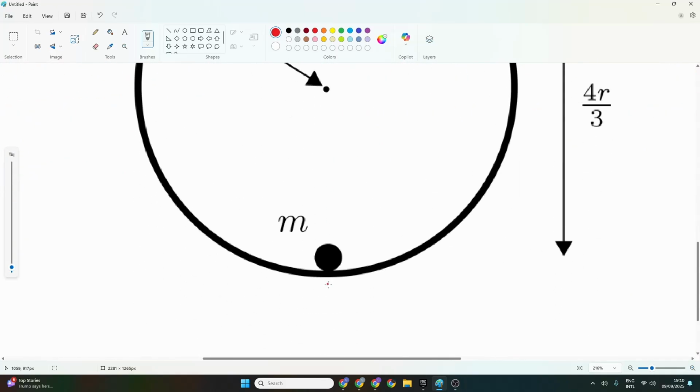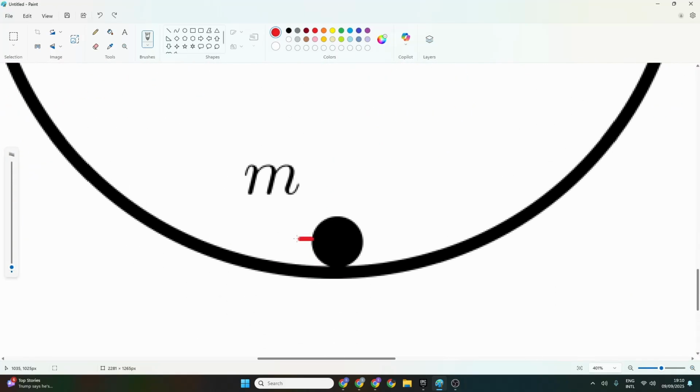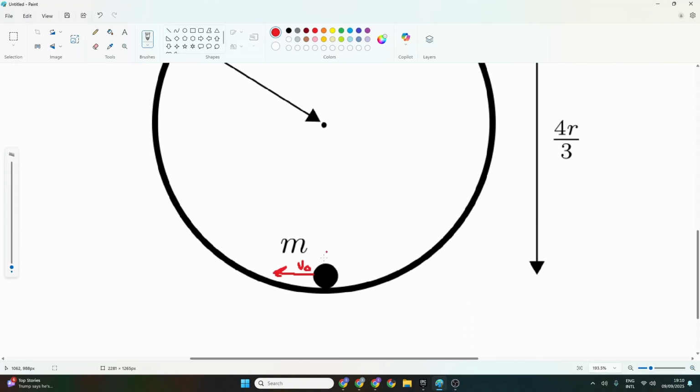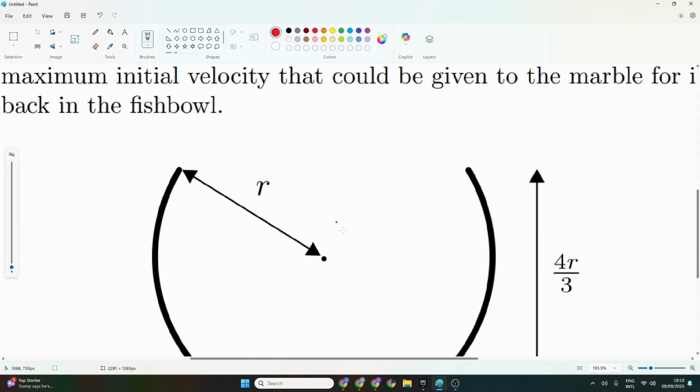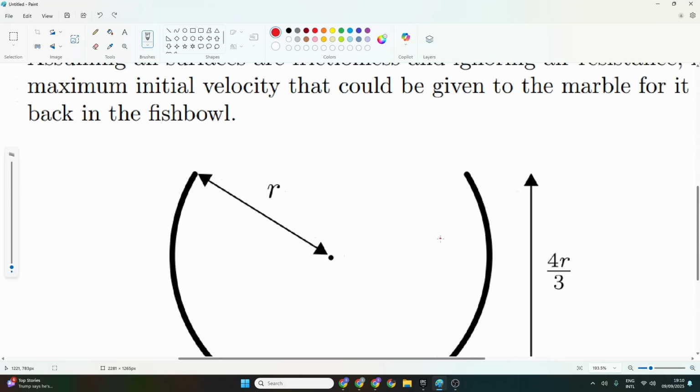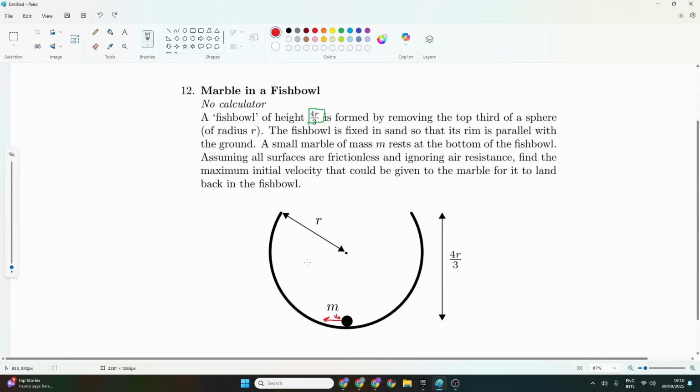So again, it's given this initial velocity of v0, and we're trying to figure out what the maximum v0 can be such that it falls in the fishbowl and doesn't go over. And I highly recommend trying this out for yourself. I do think it's a very interesting problem, and I do think that its solution can be very insightful.